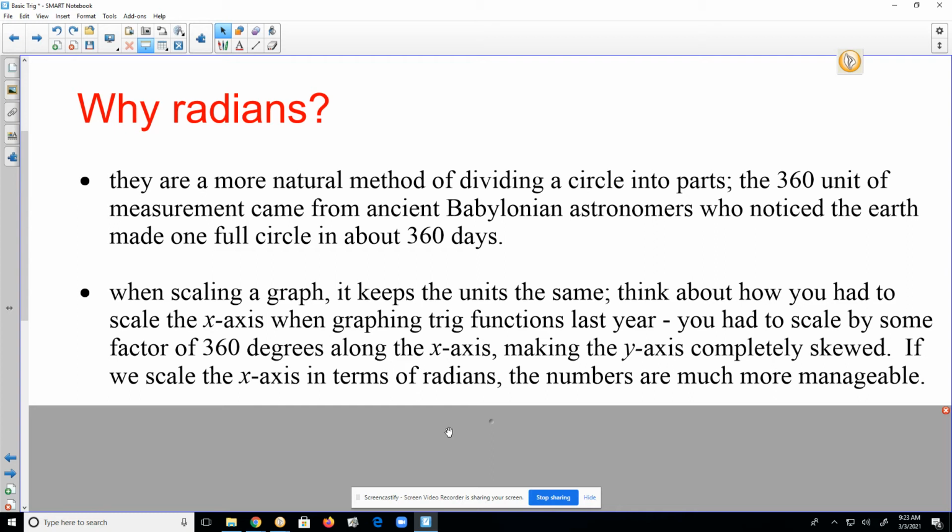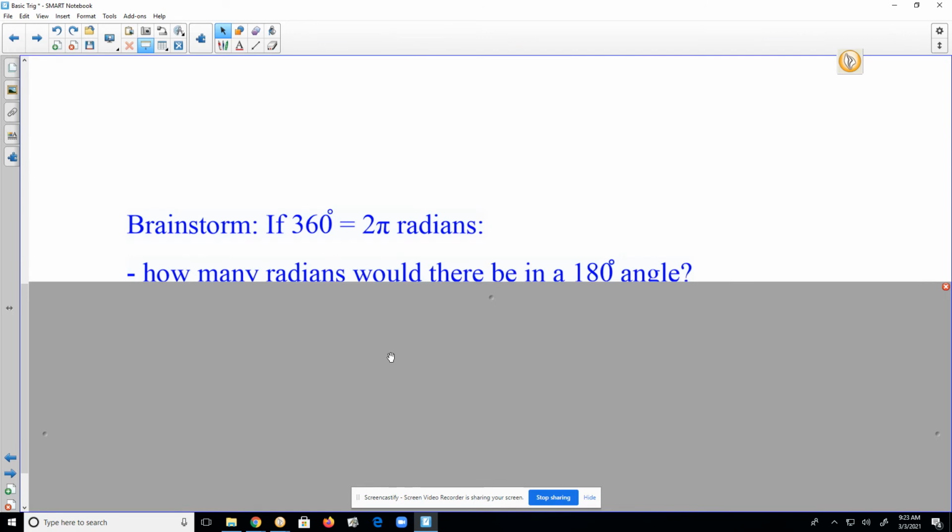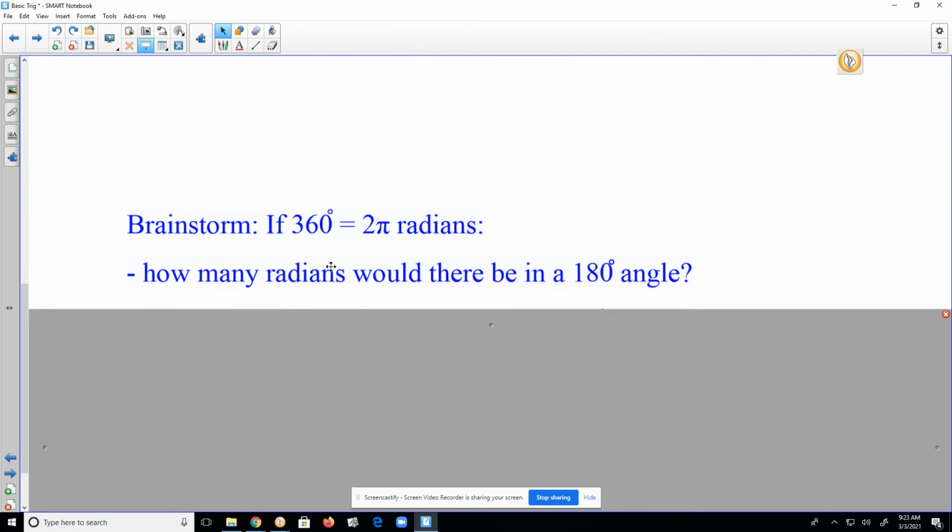All right, so if we count by radians along the x-axis, so 1 radian, 2 radians, 3 radians, 4 radians, it gives us a better way to match that up with the y-axis. All right, but we're going to get to that. Okay, so that's all we're going to do in our note packet for now. We'll get to the rest of these notes in class. We'll do them together. But here's what I want you to do for homework.